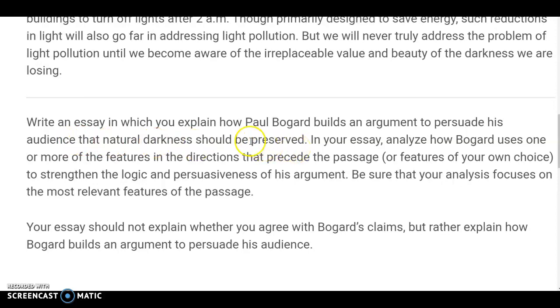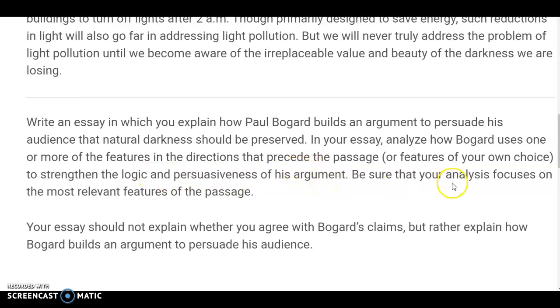So they're giving you really the topic here. The thesis is he's persuading his audience that darkness should be preserved. We need more darkness. In your essay, analyze how Bogard uses one or more of the features in the directions that precede the passage. We'll talk about that in a second. Or features of your own choice. So you can go out of that little box and use features of your own choice and tell us how he built this argument, to strengthen the logic and persuasiveness of his argument.